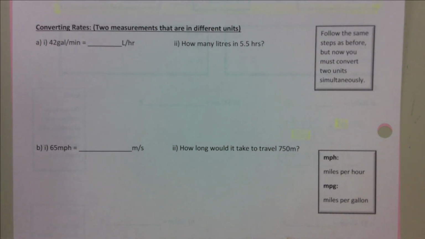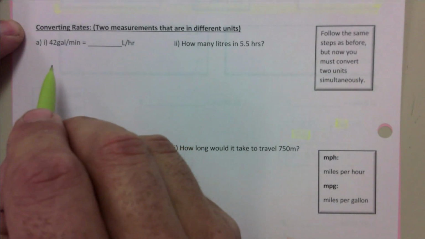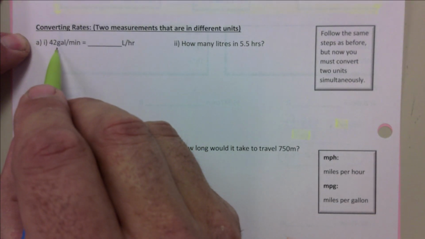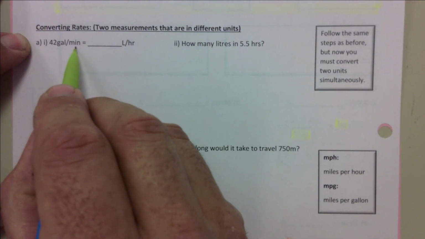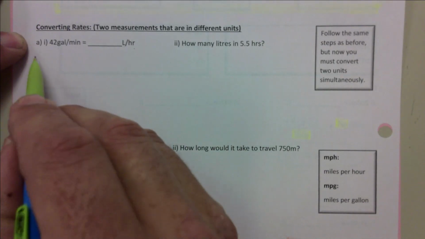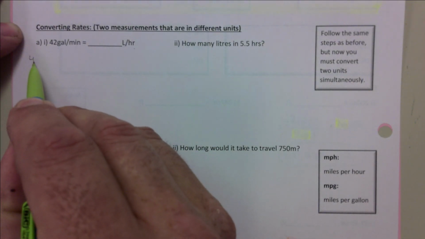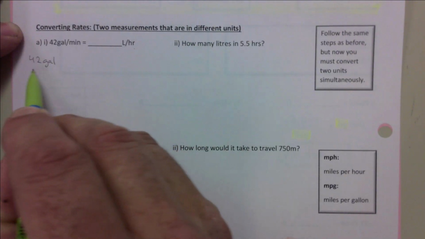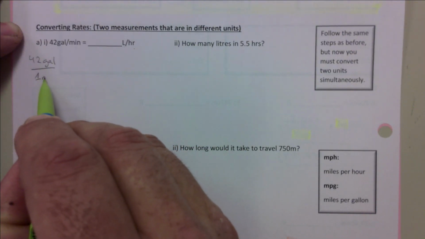So continuing with yesterday, we're going to do converting some rates here. I did rates yesterday, right? I did at least one question, I think, with rates, to be continued here. So it's asking us to go from gallons per minute to liters per hour. This is on page 3. So let's go 42 gallons in 1 minute.